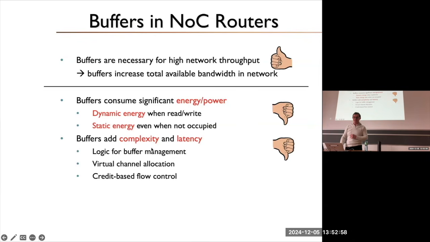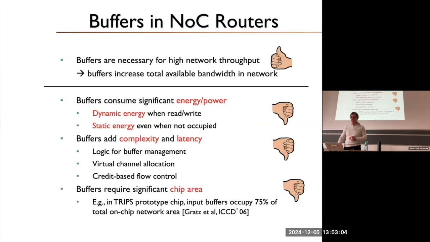You need logic for buffer management, virtual channel allocation, credit-based flow control, or some sort of flow control mechanism. So they require significant chip area, essentially. There were actually multiple prototypes built that were large-scale chips, and this is one of them. I don't think it did buffering very efficiently, but because of that, the buffers occupied about 75% of the total on-chip network area. Maybe 75% is too much, but depending on how much buffering you use and what kind of technology you use to implement your buffers, this could be 40% easily. Because you do need buffering, especially in large-scale networks, to tolerate the round-trip latencies, for example.